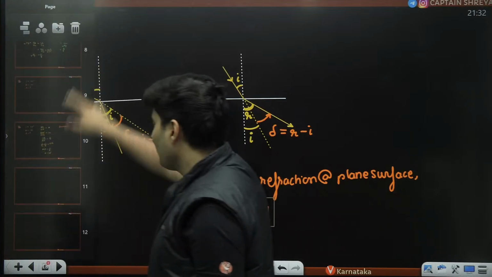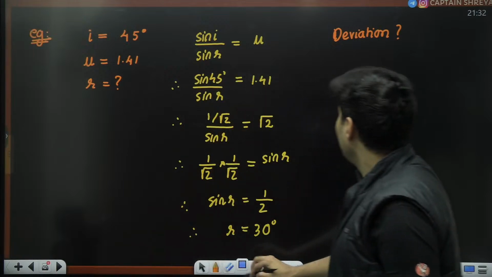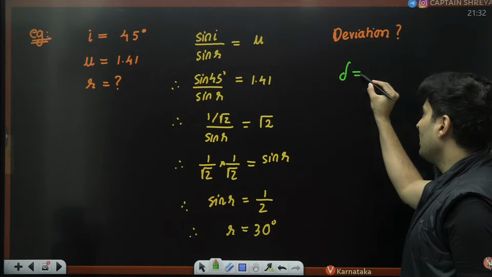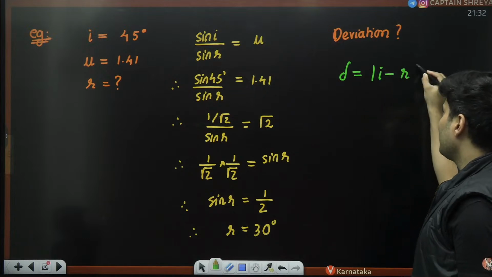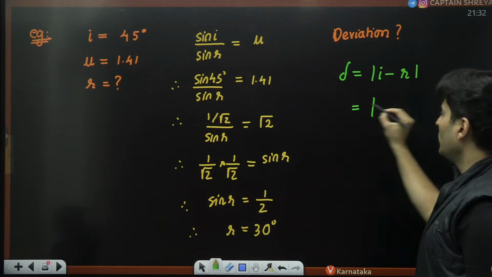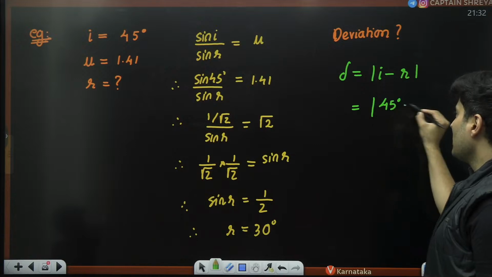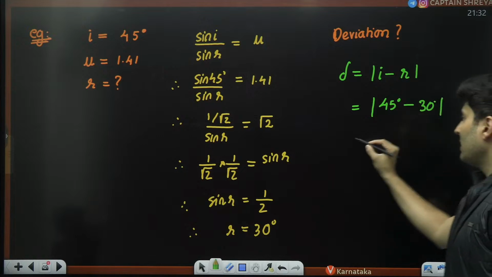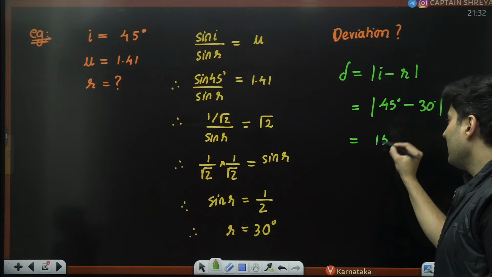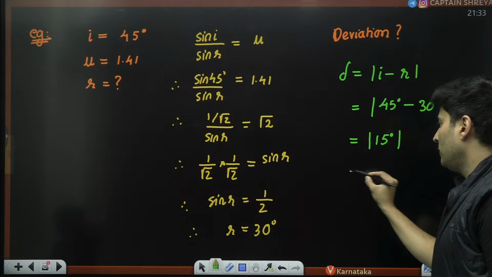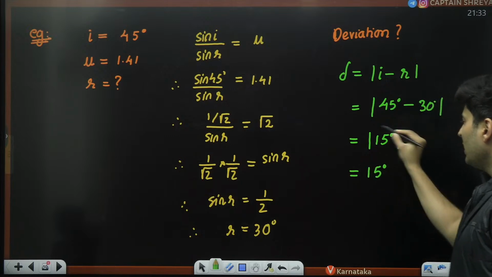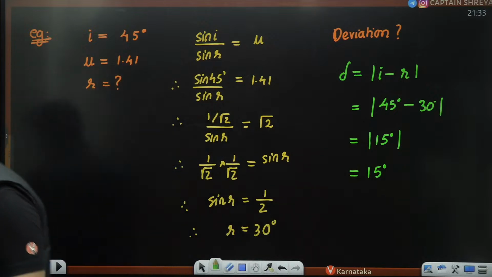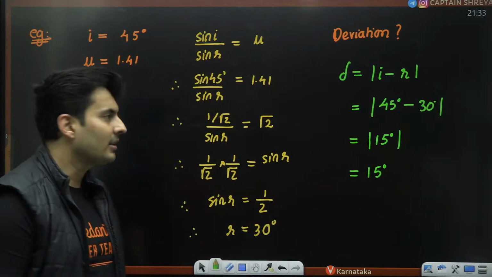Now coming back to this problem where the deviation was asked, what will I do? The deviation formula is modulus of i minus r. Is the angle of incidence known? Yes, 45 degrees. Is the angle of refraction known? Yes, we found it out. So 45 minus 30 is 15 degrees. Modulus of 15 degrees is 15 only, since the modulus of a positive is positive only. I hope this is absolutely clear.